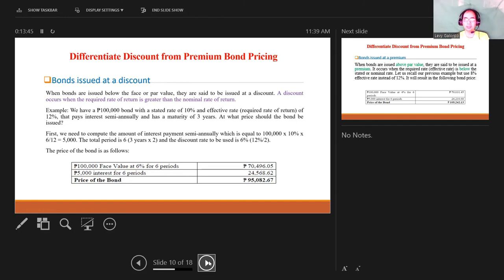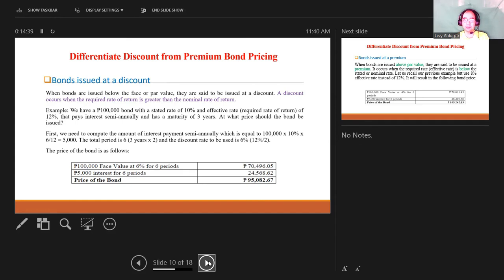Example, we have a 100,000 bond with stated rate of 10% and effective rate or the required rate of return of 12% that pays interest semi-annually and has a maturity of 3 years. At what price should the bond be issued? So, first we need to compute the amount of interest payments semi-annually, which is equal to 100,000 times 10% times 6/12. Bakit 6/12? Kasi 3 years tapos 2 beses ka magbabayad in 1 year. Semi-annual. So, that is equal to 5,000.